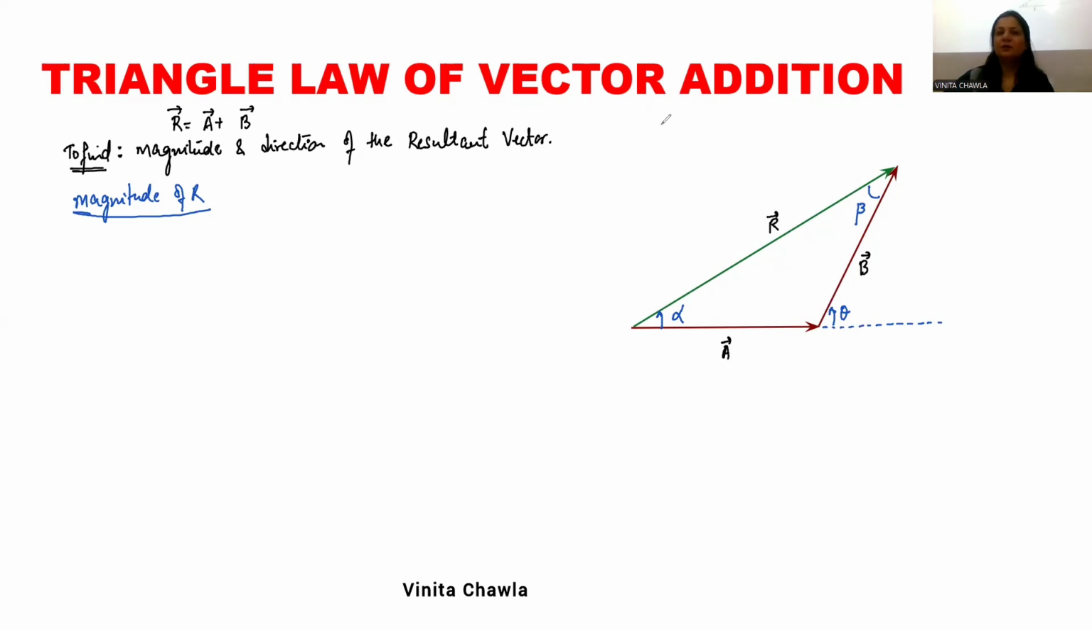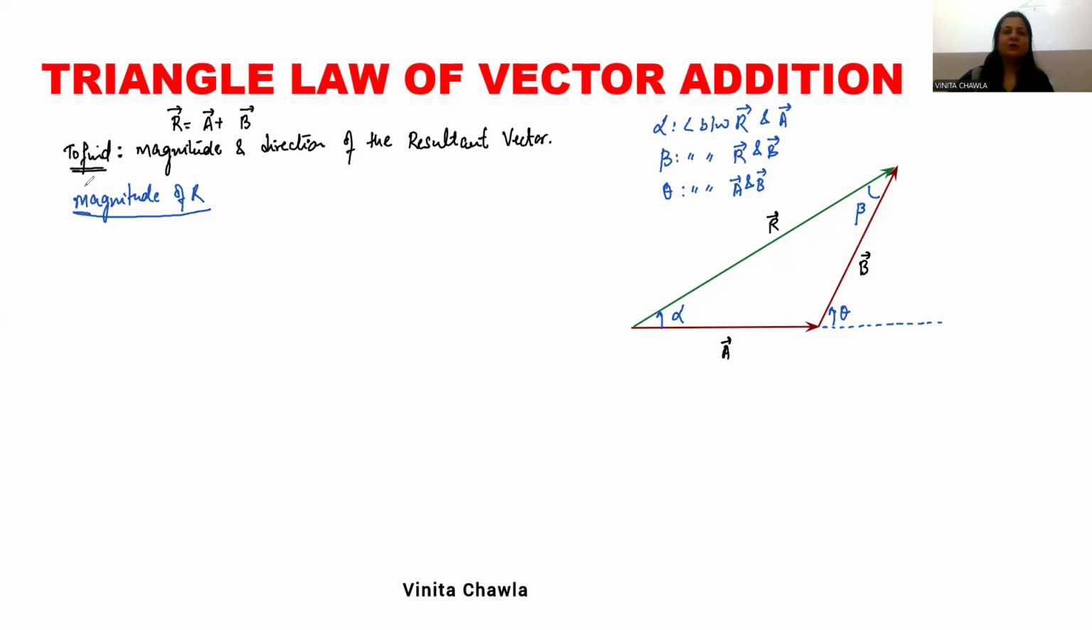So what is alpha? Alpha is the angle between resultant vector and vector A. And what is beta? It is the angle between resultant vector and vector B. And theta is the angle between the given vectors, vector A and vector B. Any doubt in this?